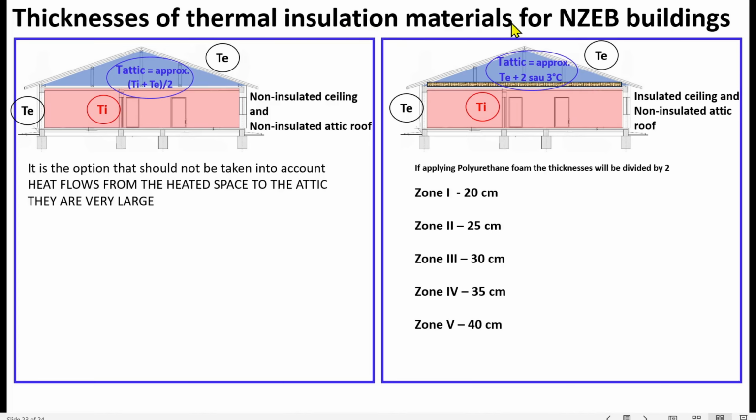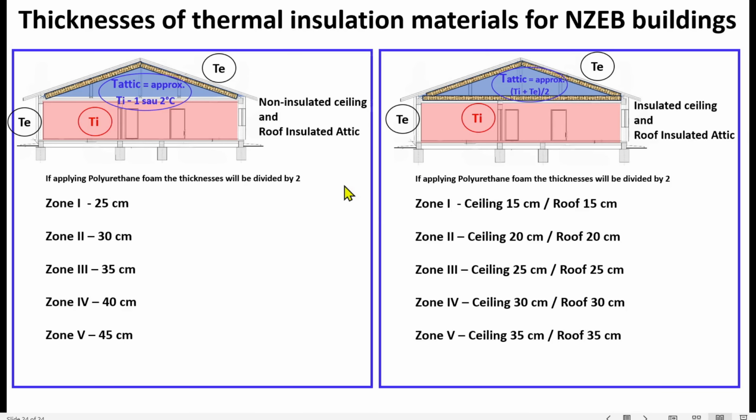Thickness of thermal insulation materials for NZEB building attics. Insulating ceiling and non-insulating attic roof. Thicknesses were established by me and my fellow energy auditors for buildings through calculation and experience. For zone 1 it is 20 centimeters, zone 2 25 centimeters, zone 3 30 centimeters, zone 4 35 centimeters, zone 5 40 centimeters. If applying polyurethane foam, the thickness will be divided by 2.